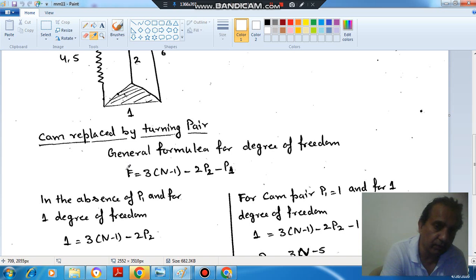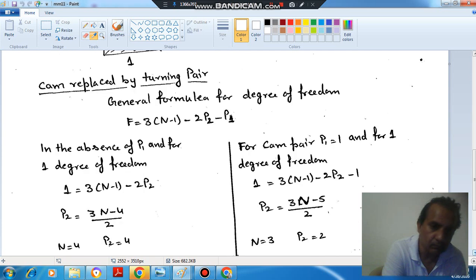For degree of freedom, the general formula is F = 3(n - 1) - 2P2 - P1. Here P2 is your lower pair and P1 is your higher pair. For a mechanism, the degree of freedom should be 1. So putting F = 1 and taking only the lower pair, initially we assume that there is no higher pair, so P1 is 0. The formula for mechanism is 1 = 3(n - 1) - 2P2, or P2 will be (3n - 4)/2.